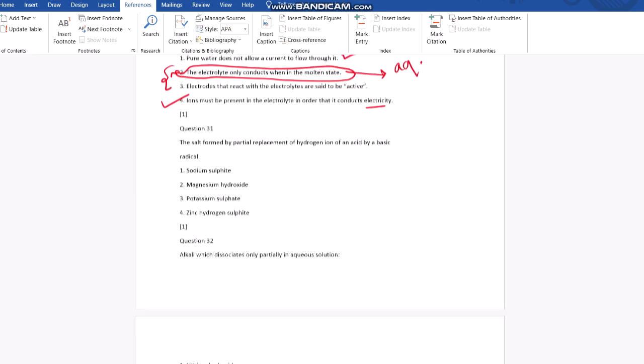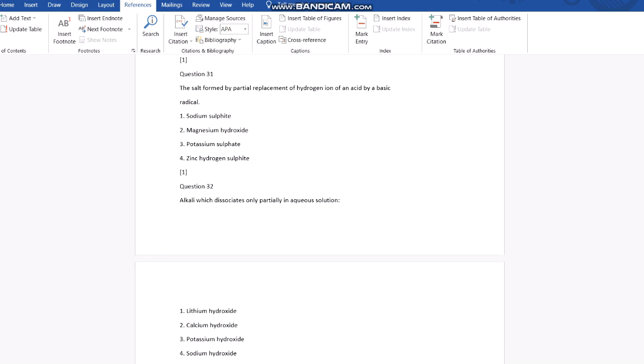The salt formed by partial replacement of the hydrogen ion of an acid by a base. This one is quite a direct question, not an indirect type. Partial replacement of hydrogen means an acidic salt. Here we see sodium sulfide, not an acidic salt; magnesium hydroxide, a base; potassium sulfate, not; zinc hydrogen sulfate will be the acidic salt.